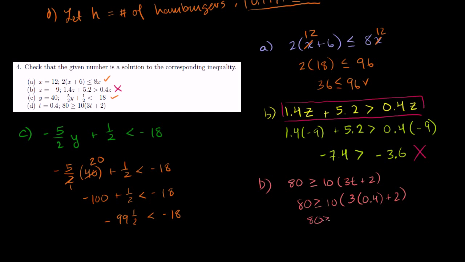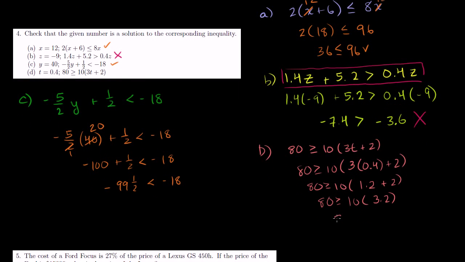So that's saying that 80 is greater than or equal to 10 times 3 times 0.4, which is 1.2, plus 2. Or 80 is greater than or equal to 10 times 3.2. Or that 80 is greater than or equal to 32, which is absolutely right. So D is also a valid solution.